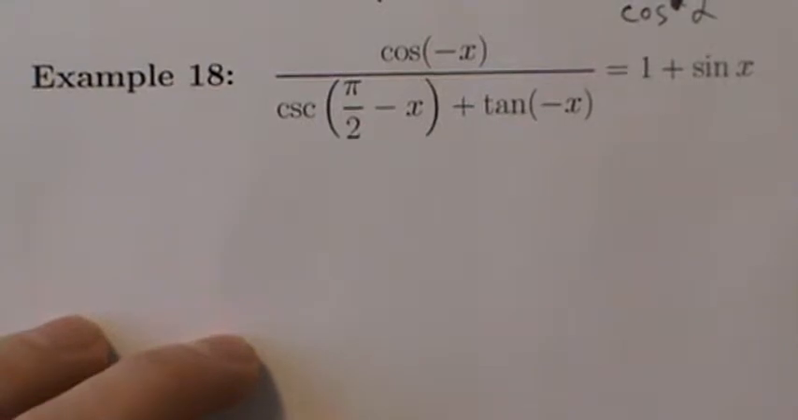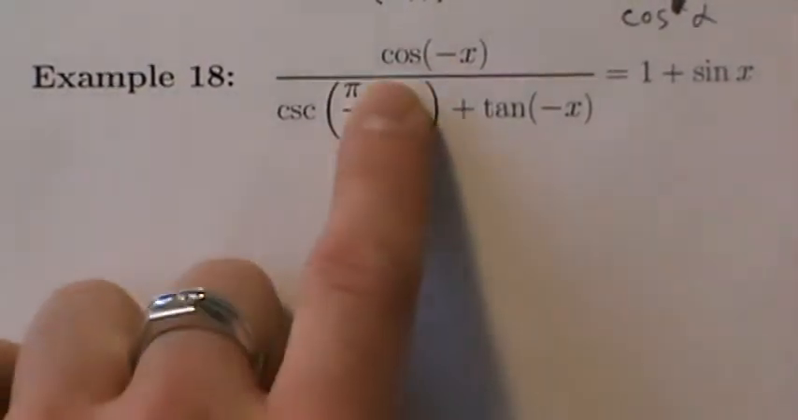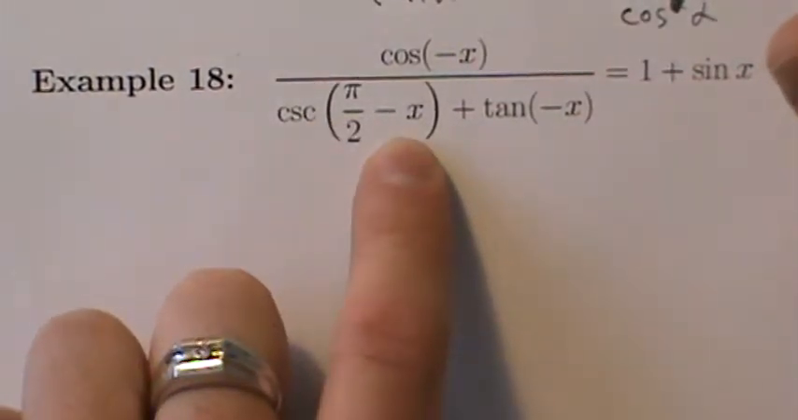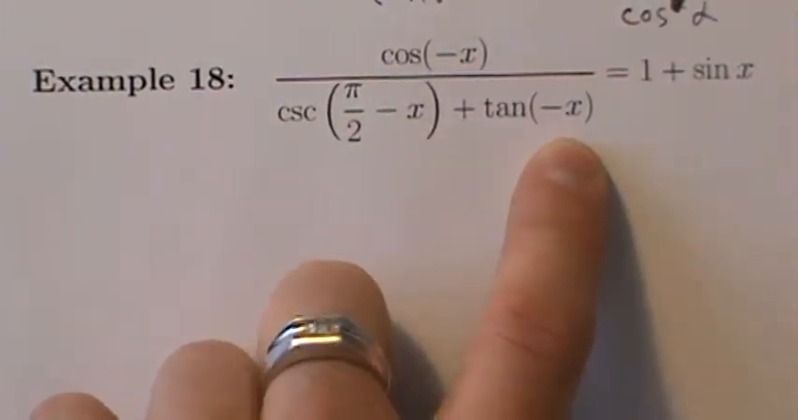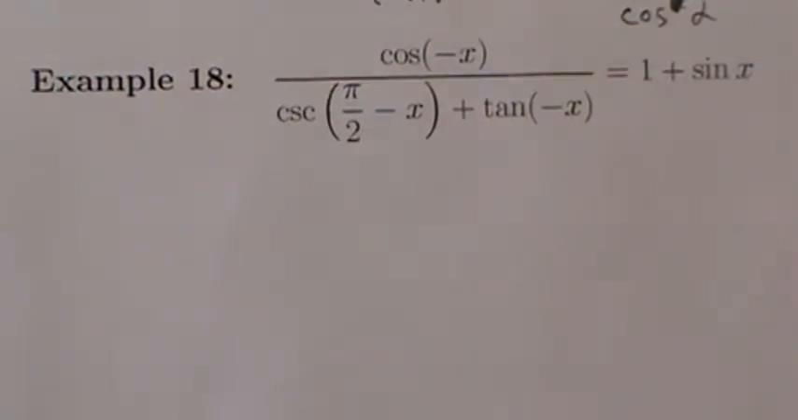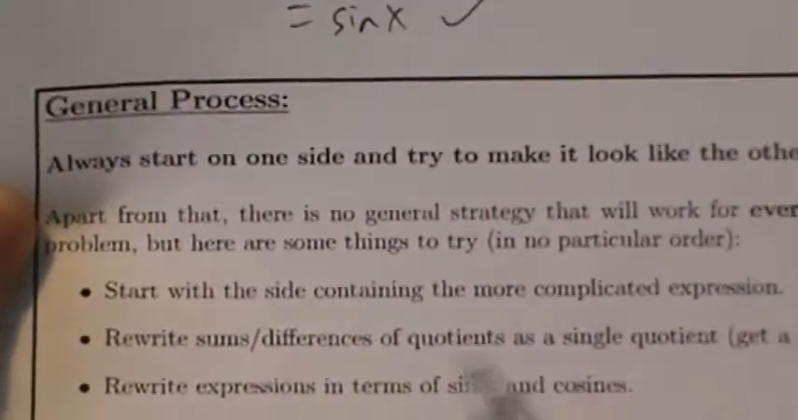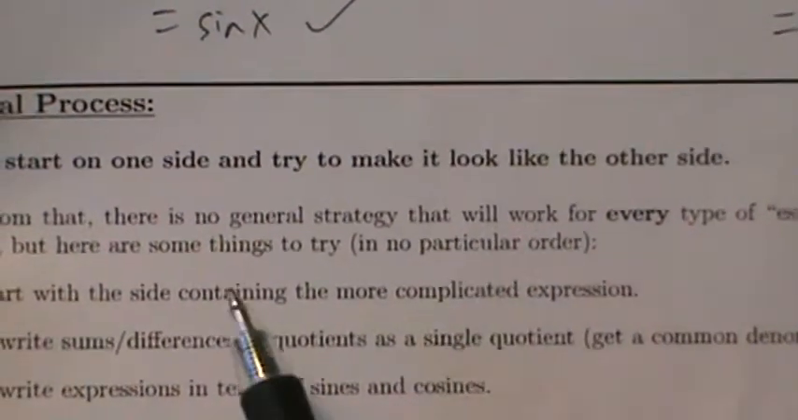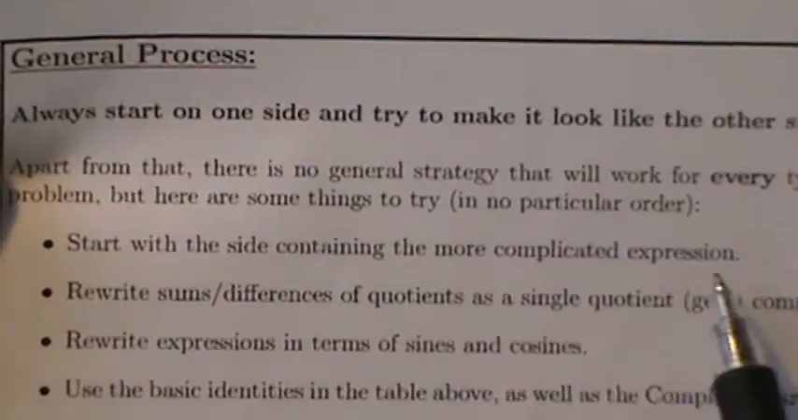So what do we have here? Cosine of negative x divided by cosecant of pi over 2 minus x plus tangent of negative x equals 1 plus sine of x. Okay. So let's go to our general process from the first page in an earlier video. Always start on one side, try to make it look like the other side, and usually start with a more complicated side.